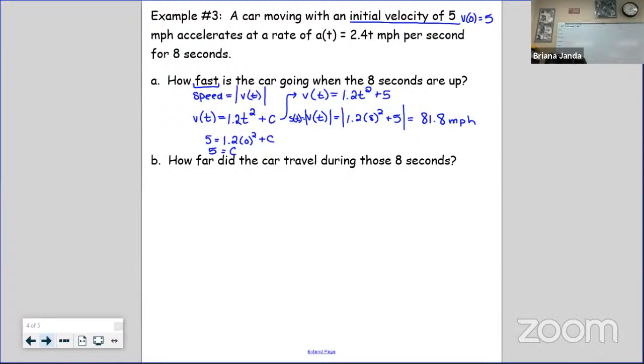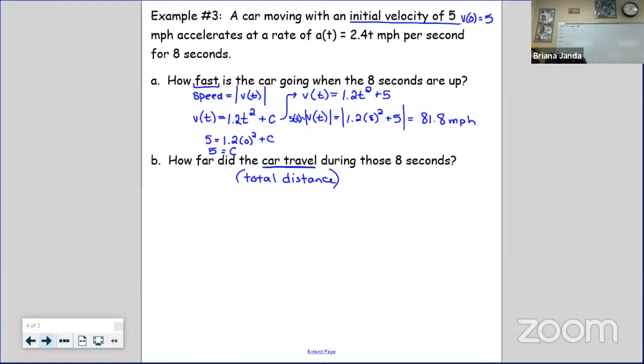All right, last question. How far did the car travel during those 8 seconds? So how far did the car travel is going to be our total distance. We do want to make sure that we are breaking this up by direction of travel. However, again, considering our velocity function to be 1.2 t squared plus 5, that function is always positive. Again, it's a parabola moved up 5. That function will never have negative values.